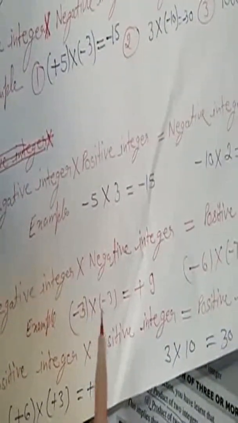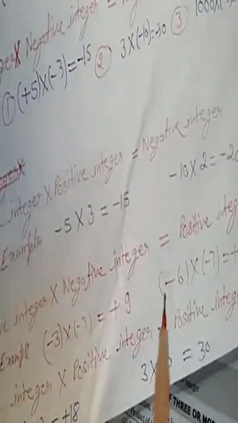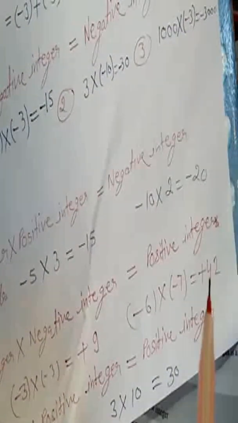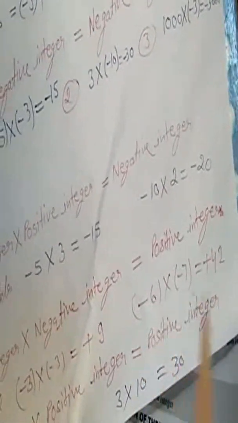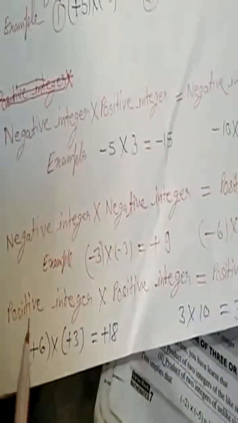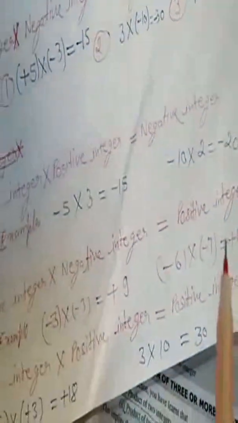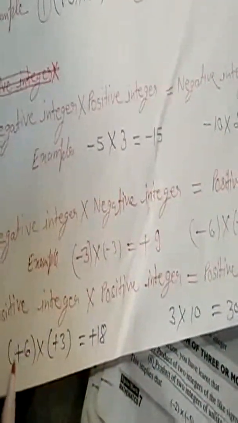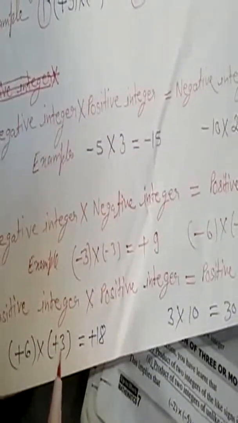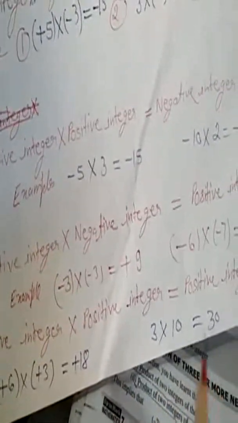Negative integers into negative integers is equal to positive integers. Minus 3 into minus 3 is equal to plus 9, since 3 3s are 9. Minus 6 into minus 7 is equal to plus 42, since 6 7s are 42. Last, positive integers into positive integers is equal to positive integers. Examples: plus 6 into plus 3 is equal to plus 18, or 3 into 10 is equal to 30. If the symbol is not there, it means it is positive.